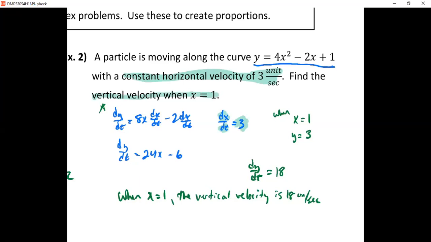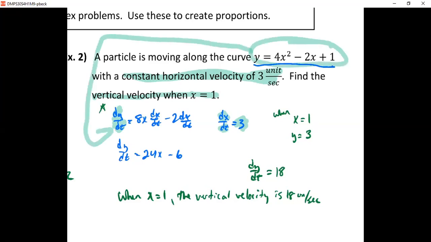Our vertical velocity is going to be our dy/dt. Well, how am I going to figure out what dy/dt is? This is a perfect example of why implicit differentiation is needed, because we are going to take this overall equation right here and differentiate it not with respect to x, but with respect to time. When we do that, we get 8x dx/dt minus 2 dx/dt. Officially, it's going to be plus 0.